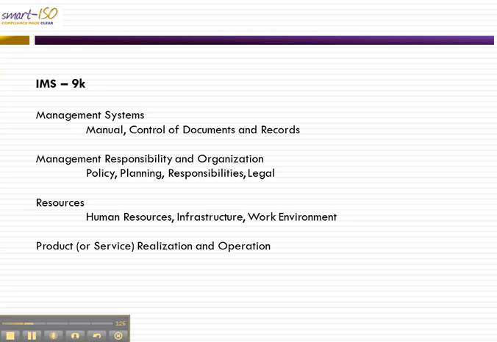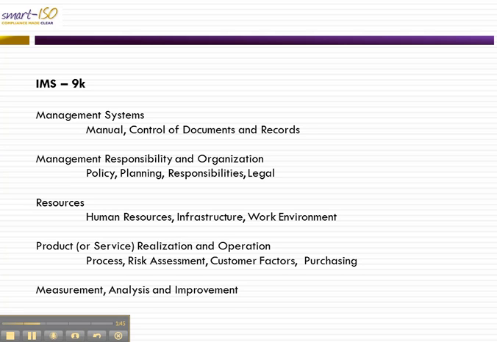Product or service realization operations are a little bit more difficult to get a grip on, but if you think that it starts with the process flows and moves to risk assessment, that makes a lot of sense. Adding customer factors and purchasing into that from the operational point of view is a clear, correct place to put it. Finally, measurement, analysis and improvement. Now that is monitoring, non-conformance, evaluation and compliance. So you can see in a nutshell how you can fit the standards headings into a 9001 structure.